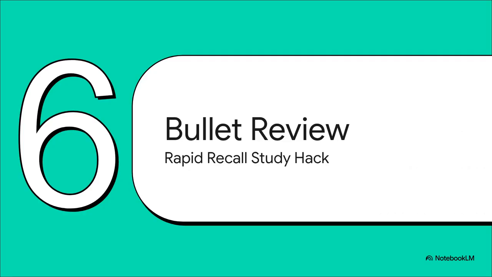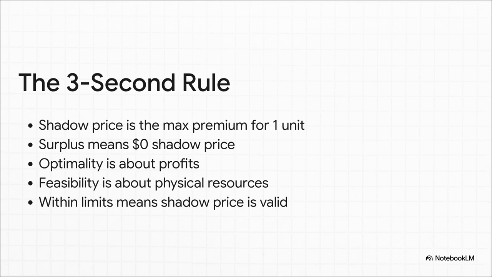Section 6. Ultimate LACPA Bullet Review. Let's lock all this knowledge into long-term memory for some rapid multiple-choice recall under extreme exam pressure. Take a mental screenshot of the slide right now. I call this the 3-second rule. When you read a board question, you should be able to map it to one of these 5 bullets in 3 seconds flat. Shadow price is the max premium. Non-binding surplus means a 0 shadow price. Optimality is about profits. Feasibility is about physical resources, and staying within allowable limits means your shadow price is valid.